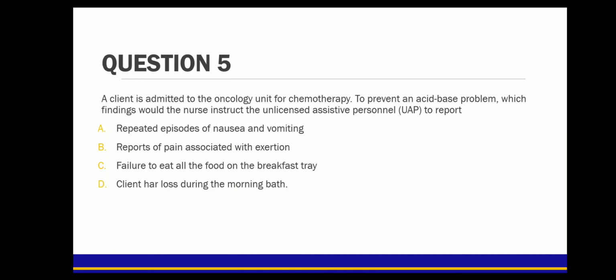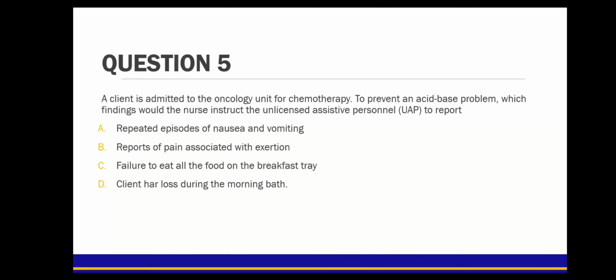All right, here we go. So in this particular question, it says, what would the nurse tell the unlicensed personnel to report regarding a patient to prevent acid-base problems, who, keyword here, is receiving chemotherapy. Okay, so we do have a keyword in this question. So your topic is you want to prevent acid-base problems. All right, so you have a patient with chemotherapy.